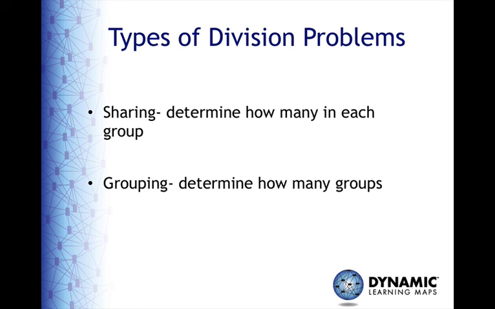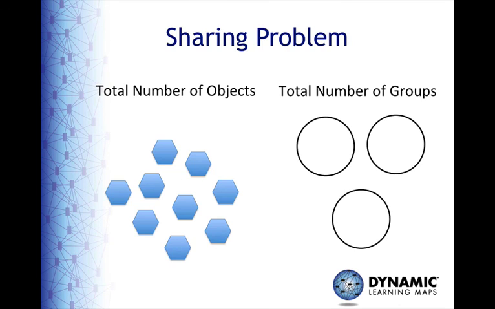So far in the presentation, we have been referring to division in a sharing situation. But there are actually 2 types of division problems we need to plan for and help our students think about: the sharing problem and the grouping problem. In the sharing problem, we know the total number of objects, and we know how many groups there are. What we don't know is how many are in each group. An example of this type of problem would be 3 children want to share 12 boxes of crayons fairly. How many boxes would each child get?